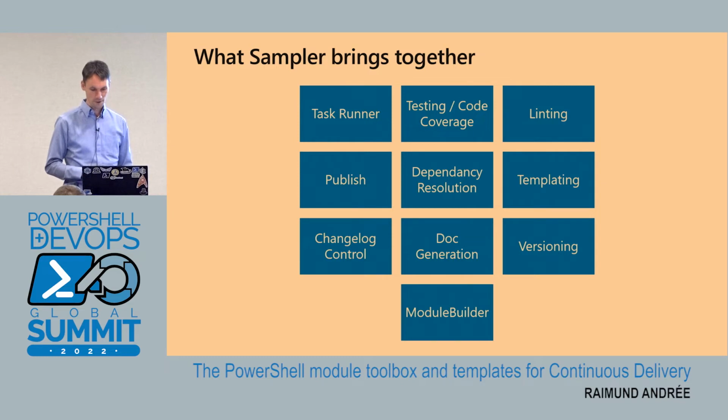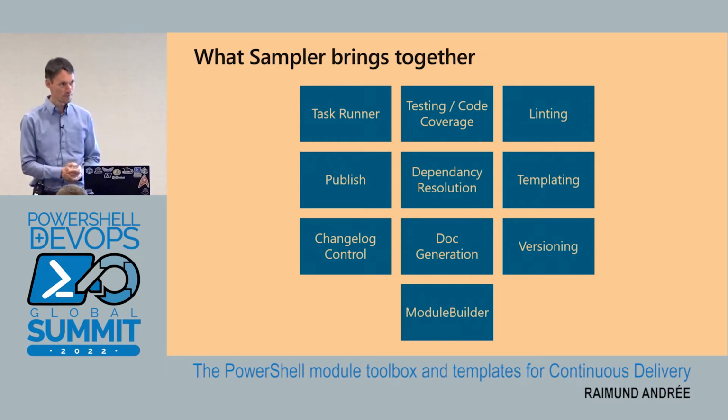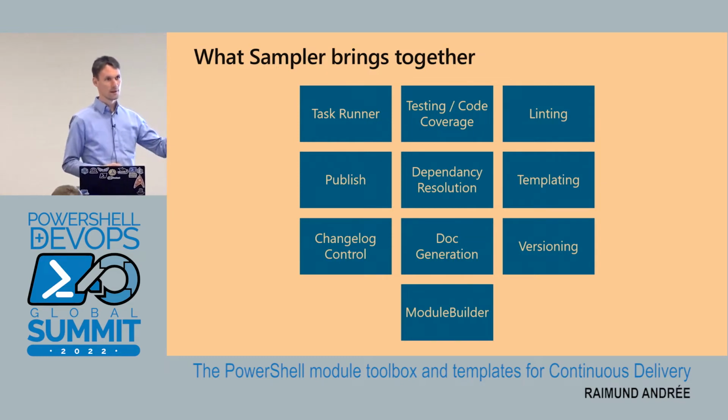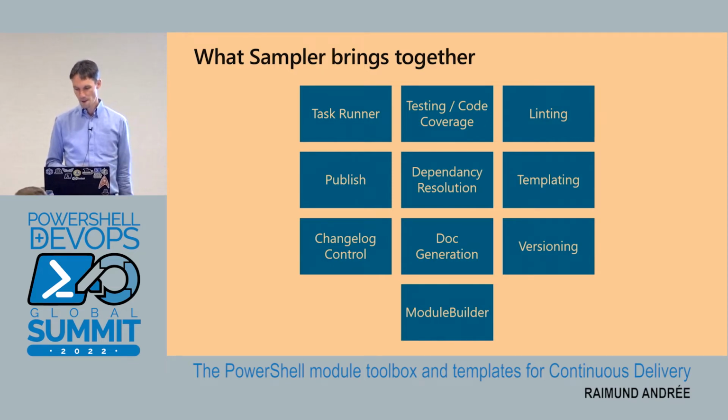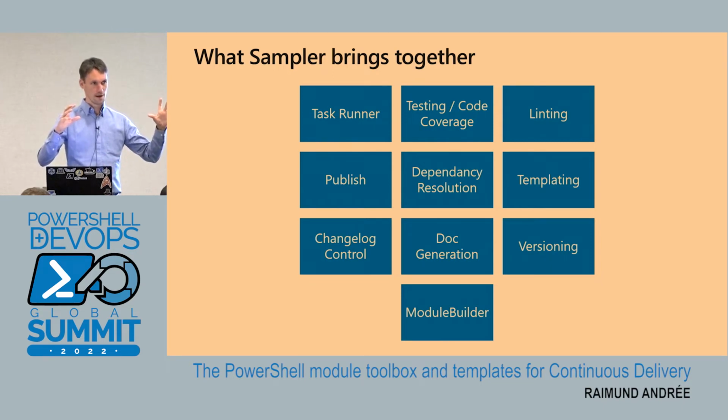So some mechanism makes sure that there is something in the changelog that describes whatever your PR or commit is about. Quite nice. We have automatic doc generation, so that means that the comment-based help is taken and converted into markdown files that are then part of a project. We have automatic versioning, which is GitVersion. We will see later what that means. And finally, we have the module builder. Module builder is the piece of technology that takes all the files and creates one large file that is much easier for PowerShell to deal with.